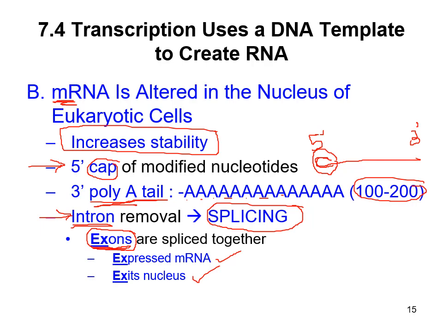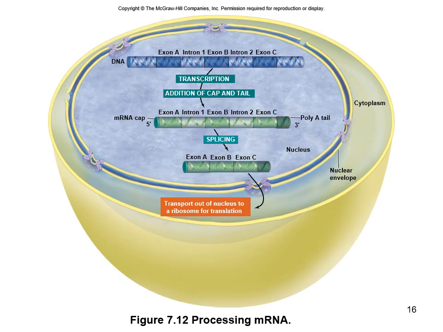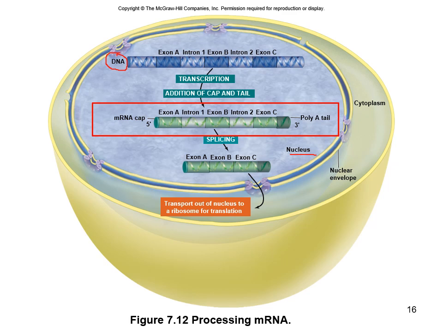Let me show you this in an illustration. So here is my DNA molecule. This is all happening within the nucleus, and in transcription, we went ahead and we created our mRNA. Now, in order to increase the stability of the mRNA, notice how they went ahead and they added the cap on the 5' and they added the poly A tail on the 3'.